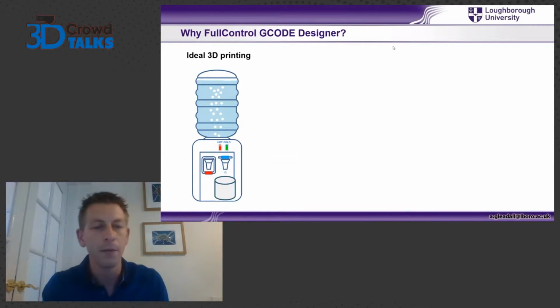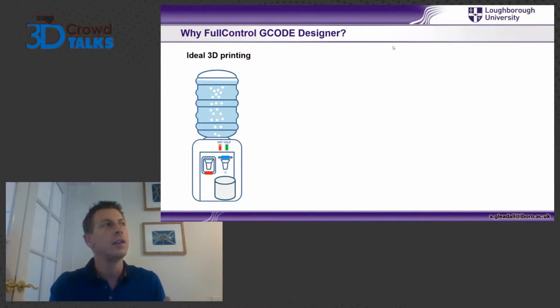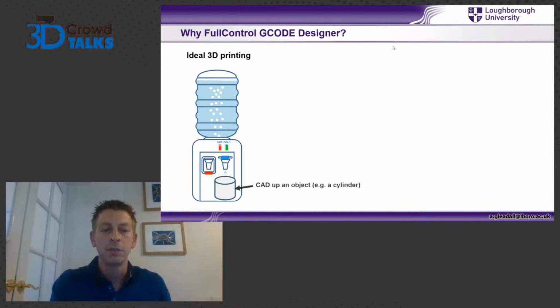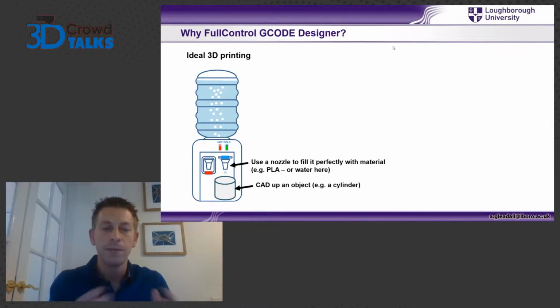So where this all came about from is the difference between what I was thinking the ideal printing process is and what many people would think it is. I think that in general, it's accepted that for the ideal 3D printing process, you'd have a CAD model, in this case just a cylinder, and the 3D printer nozzle is in this case my water spout. And in the ideal case, it's just going to fill that CAD model perfectly with material, and we just end up with that geometry with no pores, no surface defects or anything. It's just filled with that material.